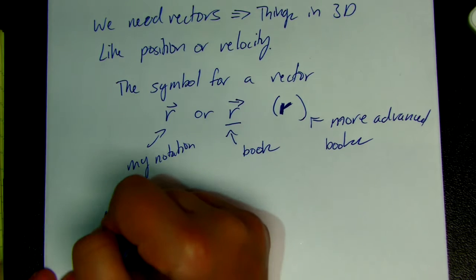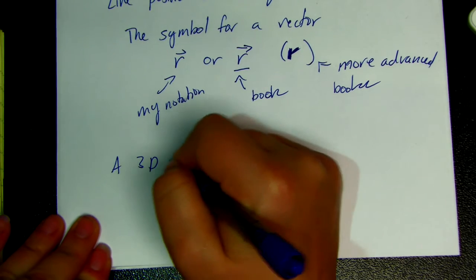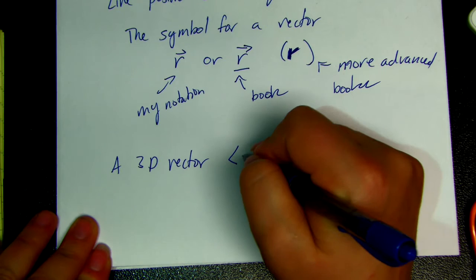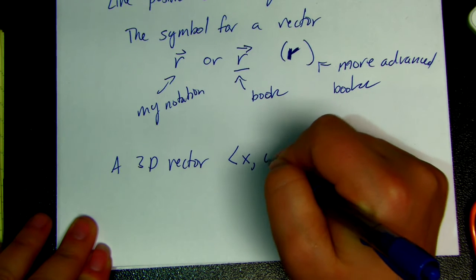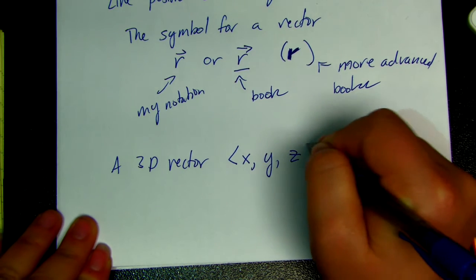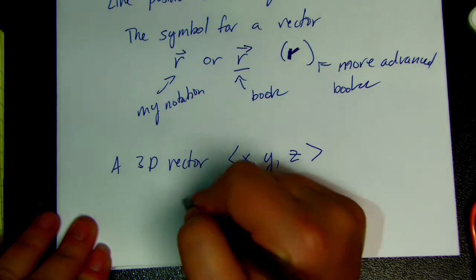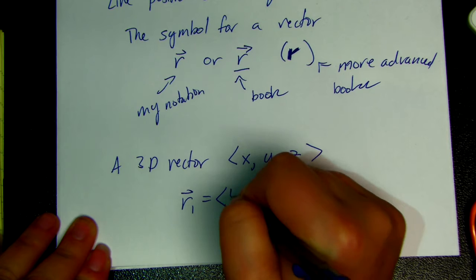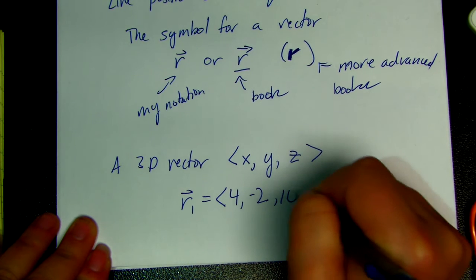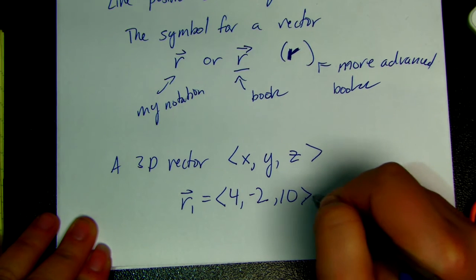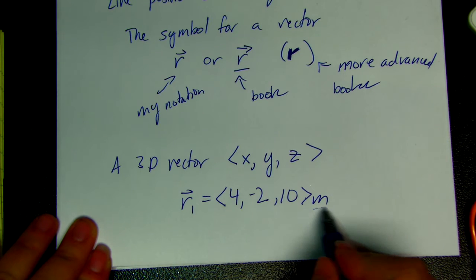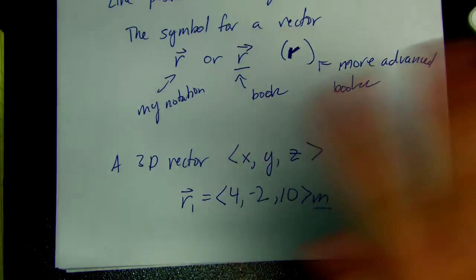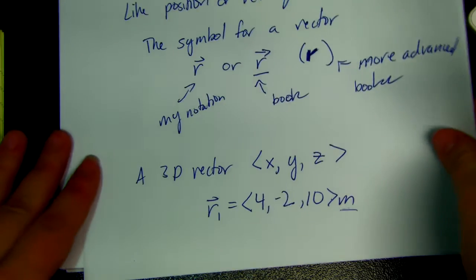If you see this, you are dealing with a vector, which means it has a directional component. So for a 3D vector, or a spatial vector that we would be dealing with in the Cartesian coordinate plane, we would have an x component, a y component, and a z component. For example, if we have our vector r1 is equal to 4, minus 2, 10 meters. Typically you put the unit on the outside, or you can put the unit with each component, and it will have the same units within the vector.